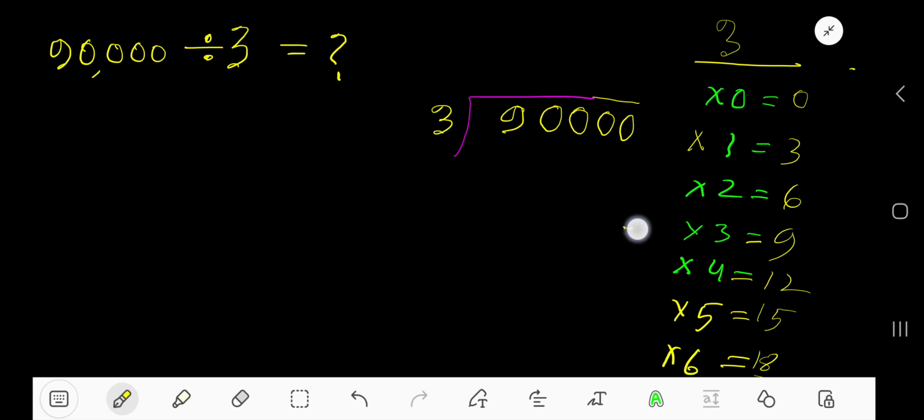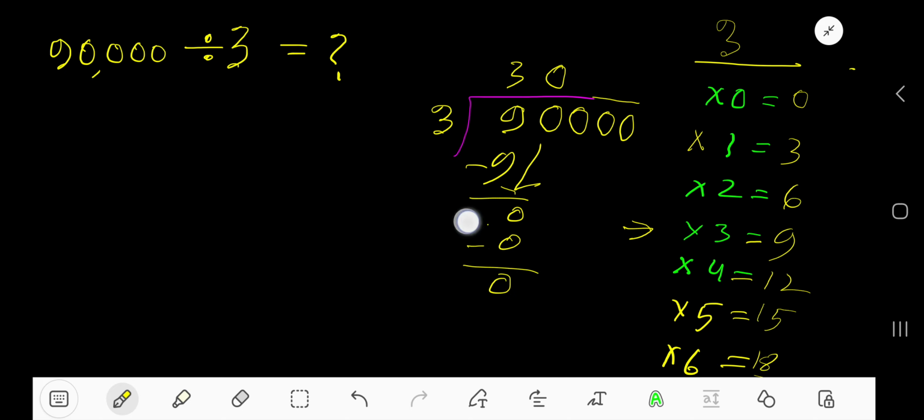3 goes into 9 how many times? 3 times. 3 times 3, 9, subtract, 0. Bring down this 0. 0, 0 means 0. 3 goes into this 0 how many times? 0 times. 3 goes into 0, 0 times. 0 times 3, 0. Subtract, you are getting 0.